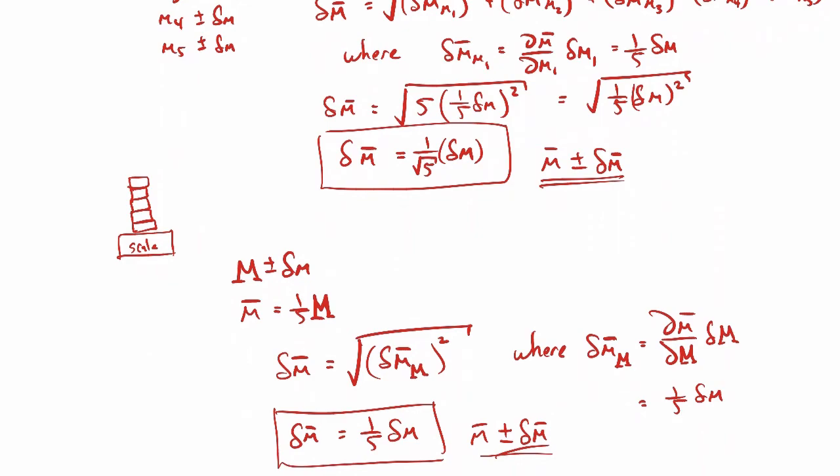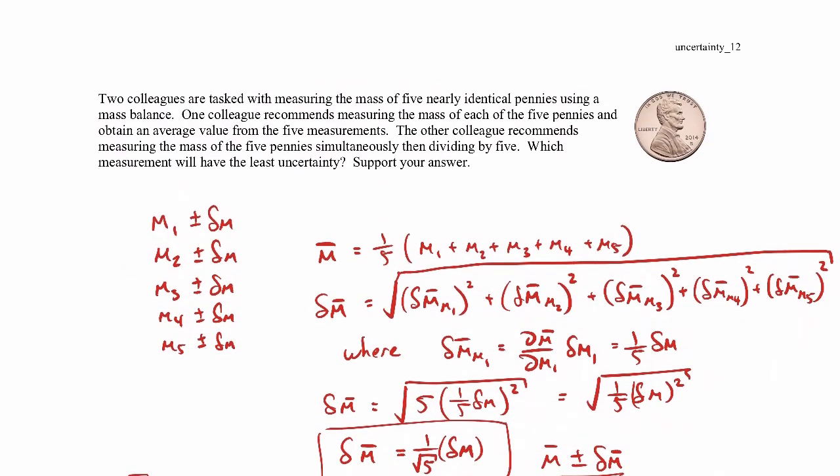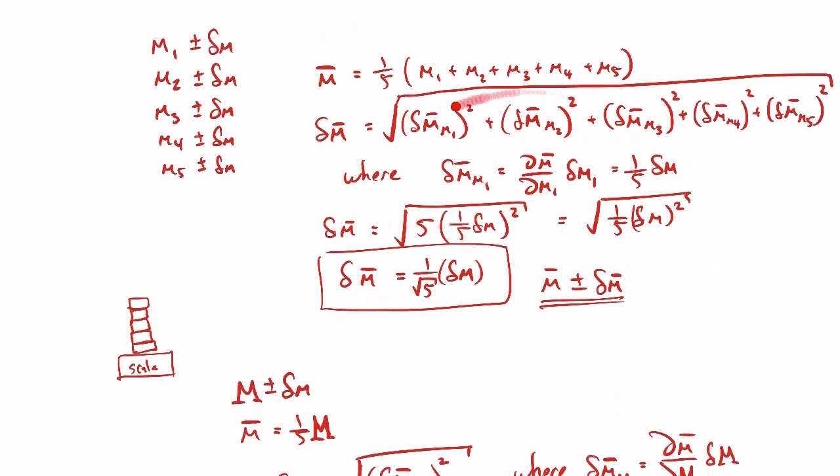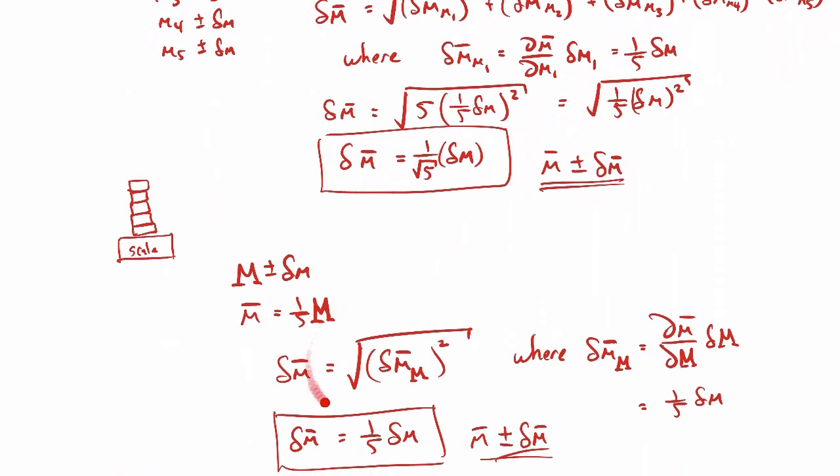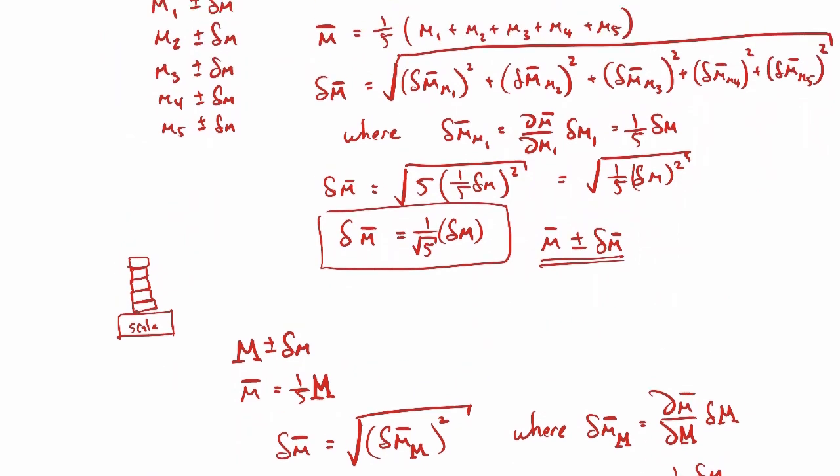So anyway, the answer here: which measurement will have the least uncertainty? The second measurement method will have the least uncertainty, and we supported it by using our propagation of uncertainty approach to actually prove it. This technique, where you combine measurements like what we did here in method 2, is called stacking, and it can sometimes be used to help reduce the amount of measurement uncertainty you have. Okay, we'll go ahead and end our example there.